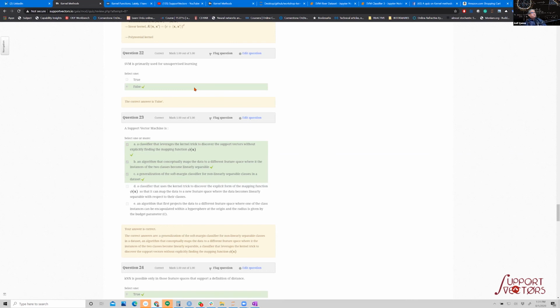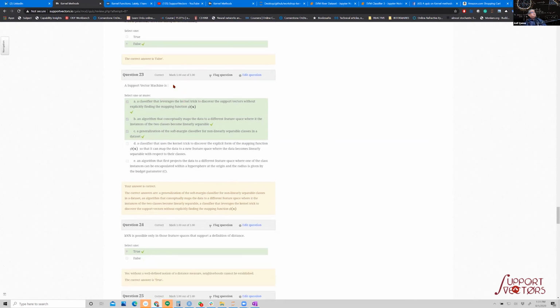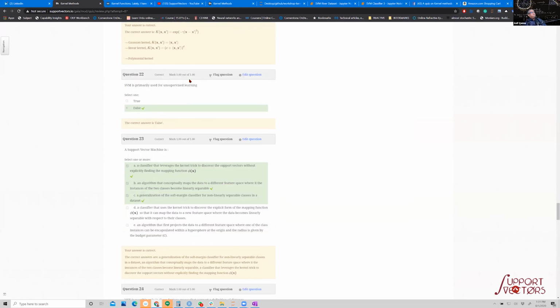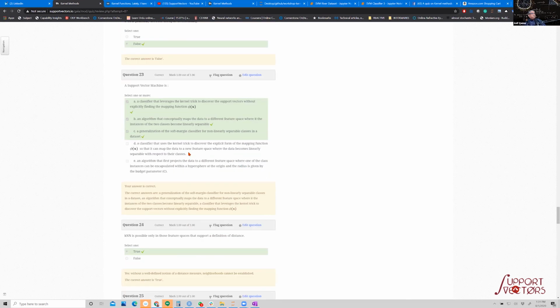A support vector machine is? So if your question was that a support vector machine is used for unsupervised learning, then the answer would have been true. If it just says SVM can be used for unsupervised learning, then it is true. Not the word primarily. Then the answer would have been true. Okay, a support vector machine is, what is it?